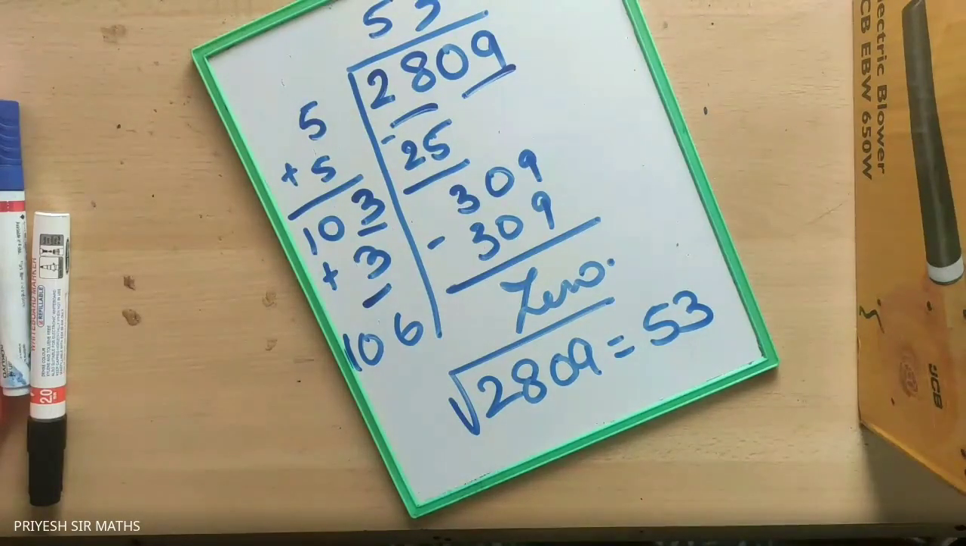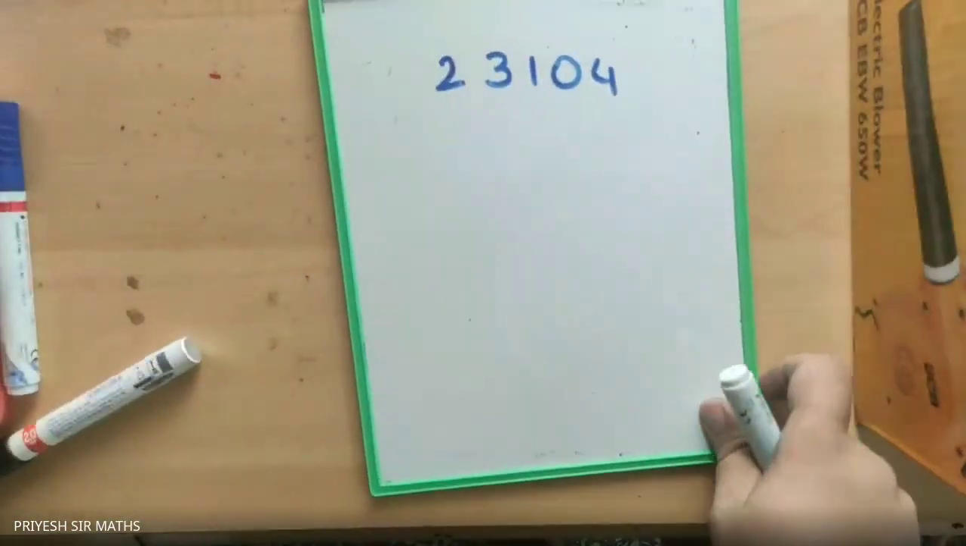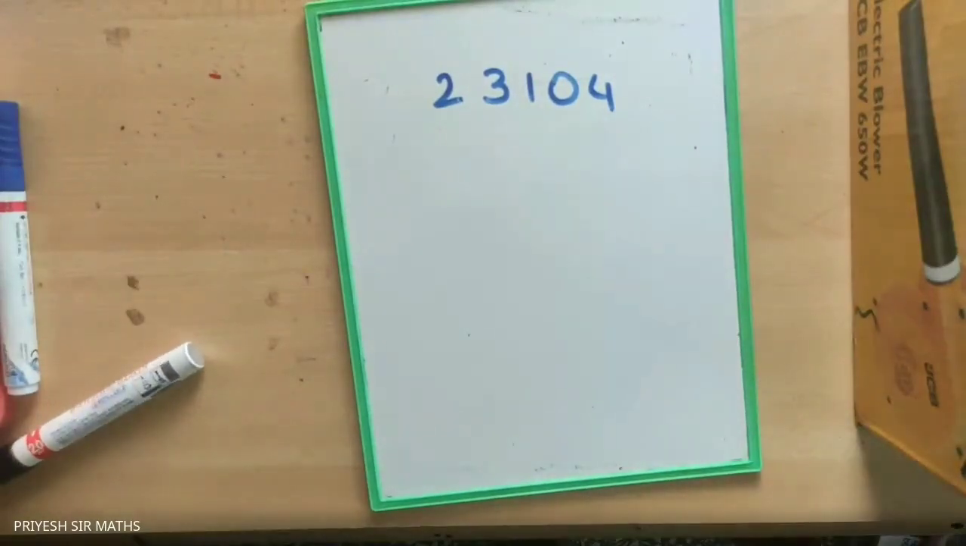Please get ready for the next question. The next question is, find the square root of 23104. I know that everyone can calculate this number easily by using a calculator or computer, but with the long division method, we will find it in an easier way.